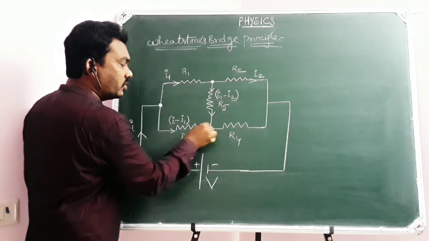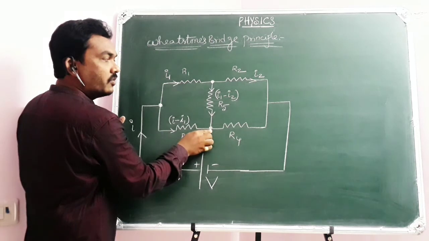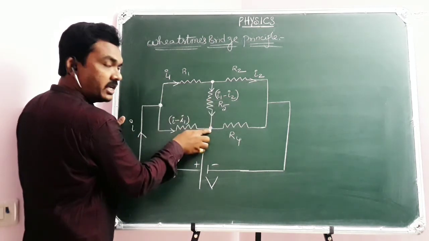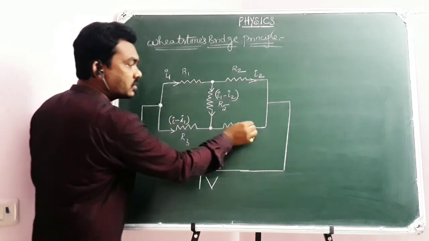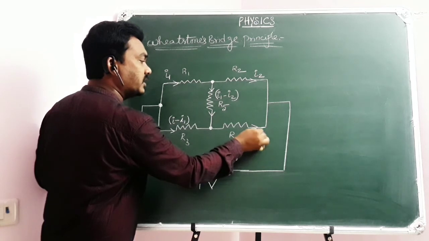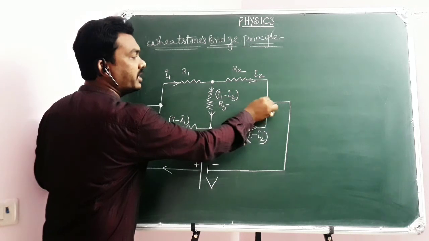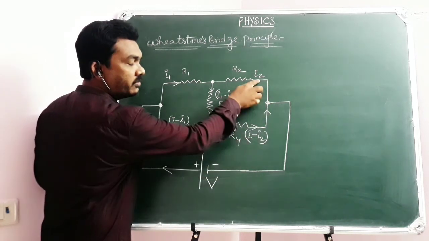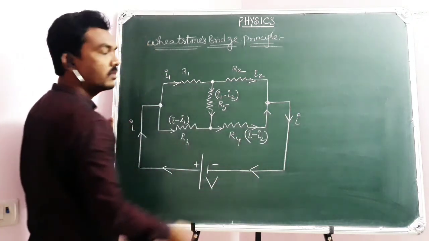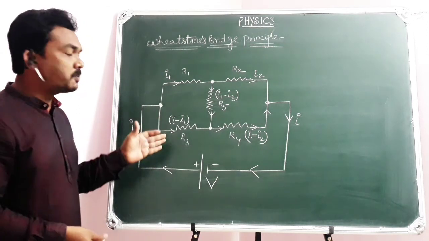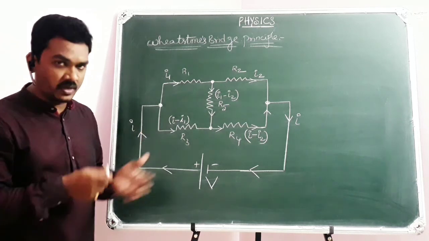This I1 minus I2 is going to join with I minus I1 at this point. When they join together, I1 minus I2 joins with I minus I1, then I1 gets cancelled. So here it is I minus I2 through R4. Then it is going to join here: I minus I2 joined with I2, I2 gets cancelled, and I will come out. So this is how you can expect the division of currents when there are resistors connected in this way.